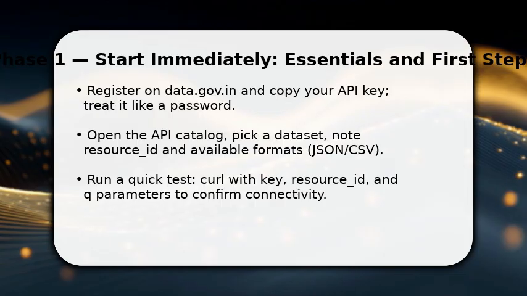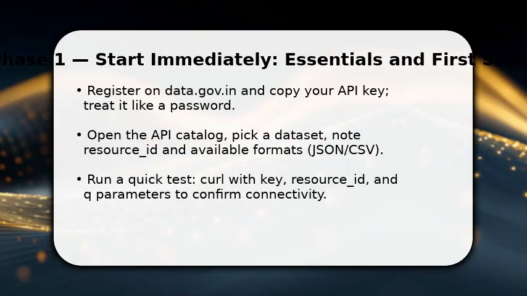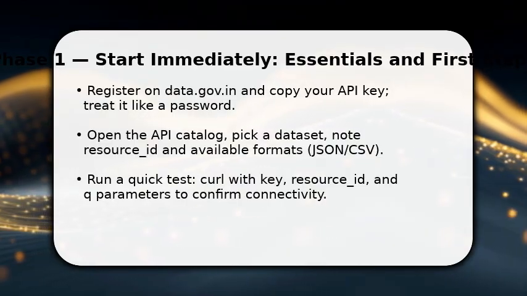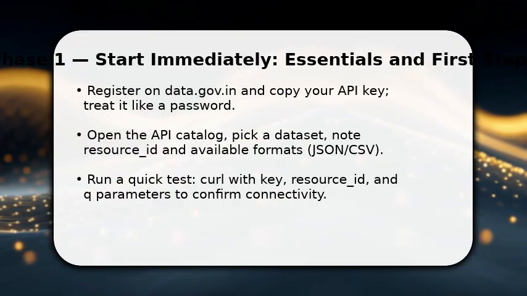Next, make a minimal test request using curl or Postman with your key, resource ID, and a simple queue or filters parameter. This verifies credentials and basic access before you build queries.